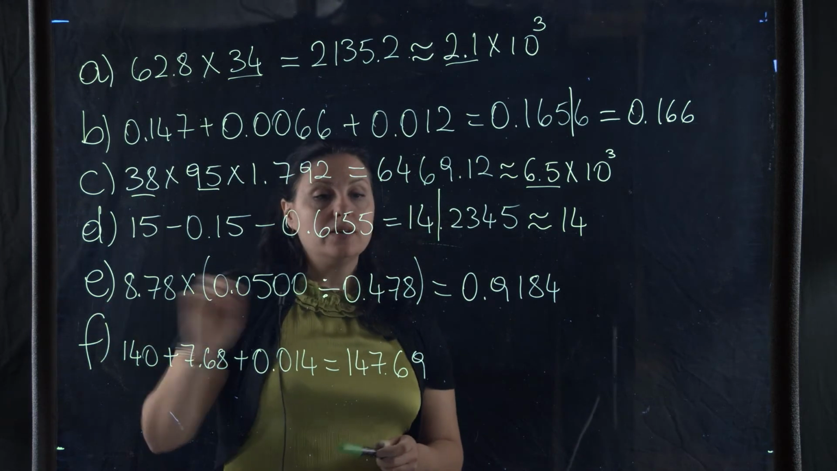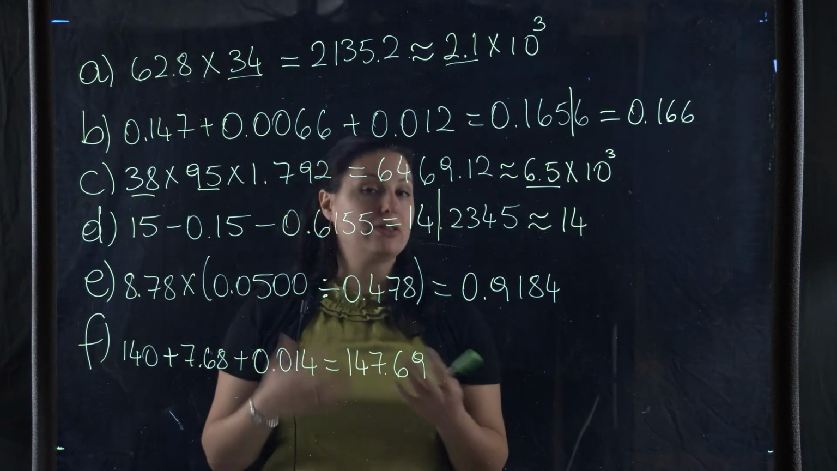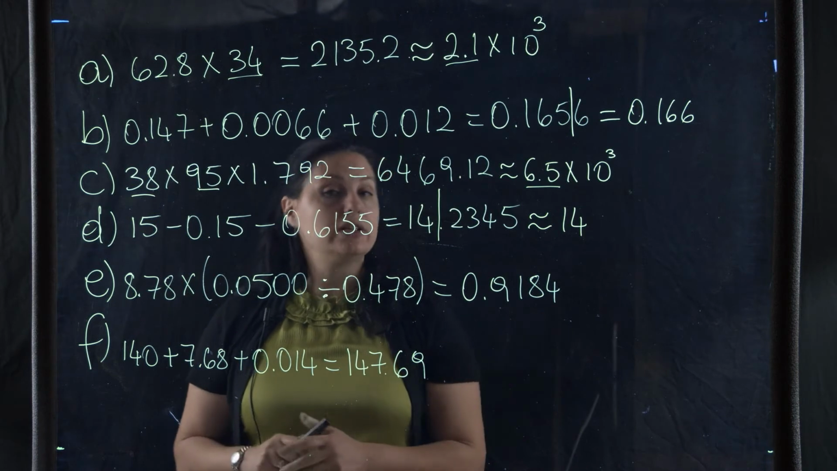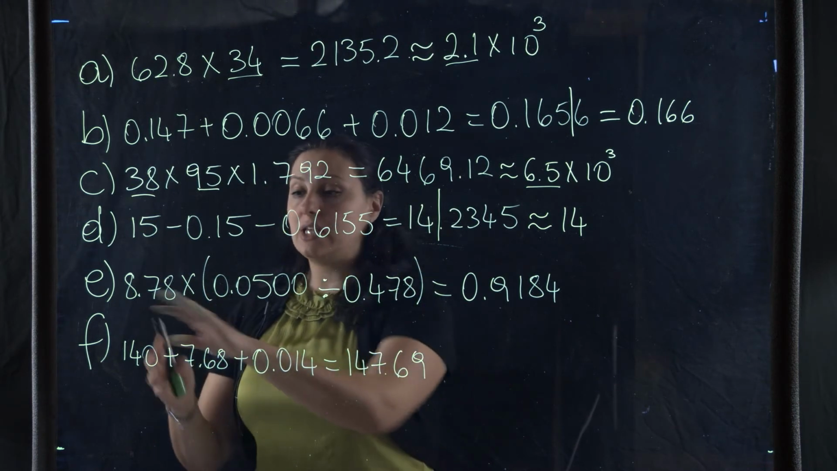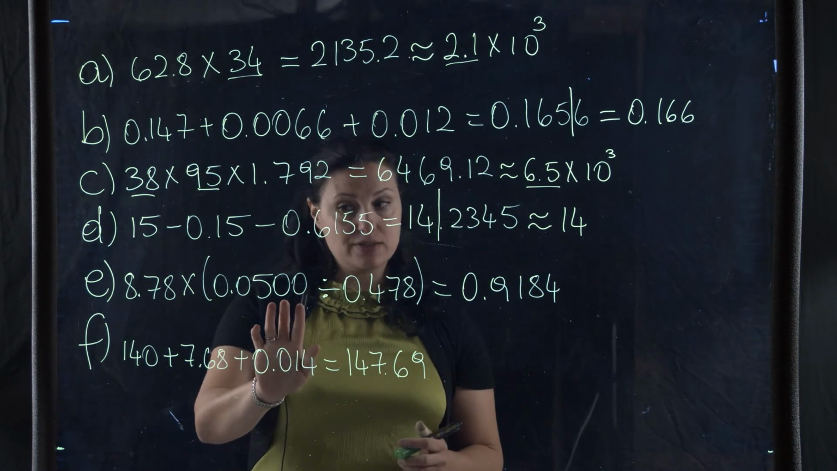Let's look at E. For this one, I have multiplication and division, but the rules are the same. So let's look at how many digits. This is the answer. Let's look at how many digits, what's in parentheses first, and then the rest. This will have 3, and this also has 3.